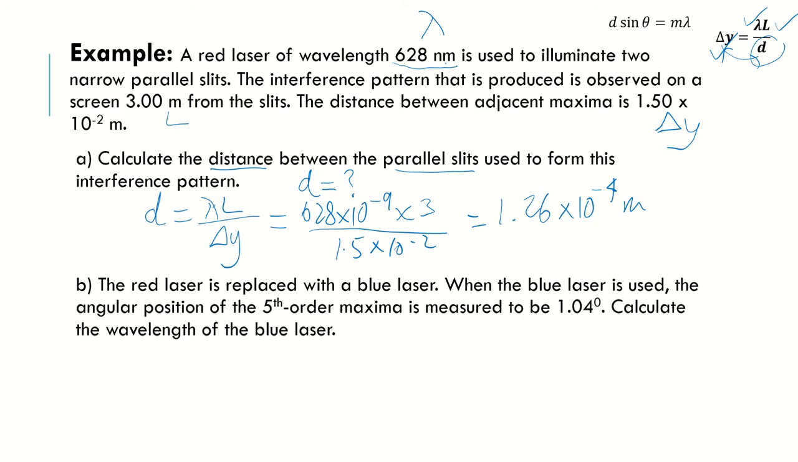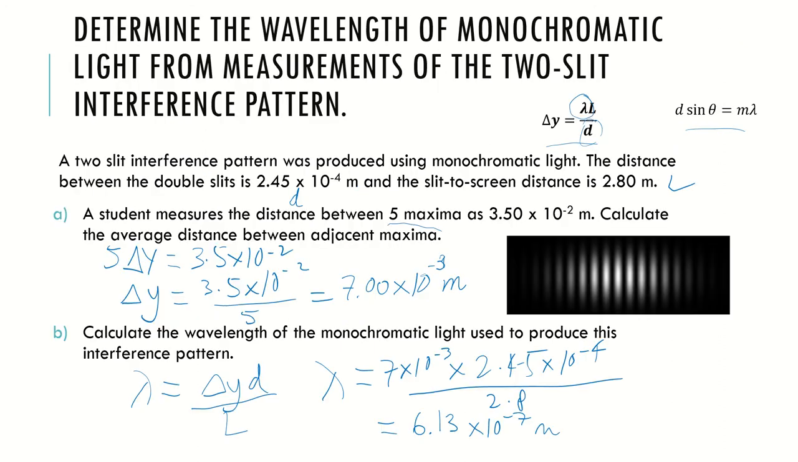Now, the red laser is replaced with a blue laser. So that was a red laser. Now we have a blue laser. When the blue laser is used, the angular position of the fifth order maxima. So fifth order, these are referred to as orders.